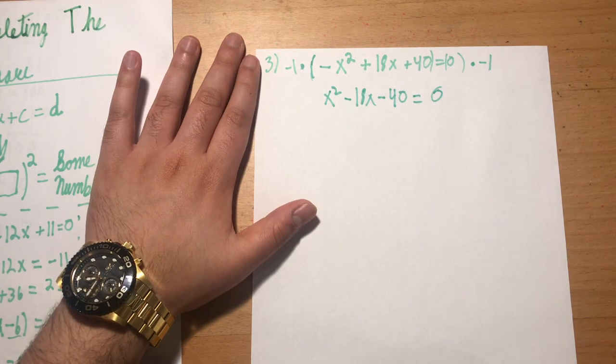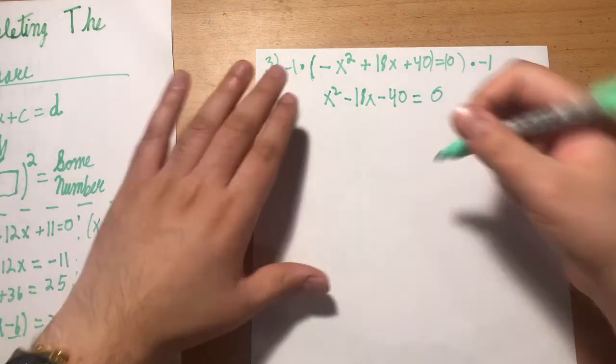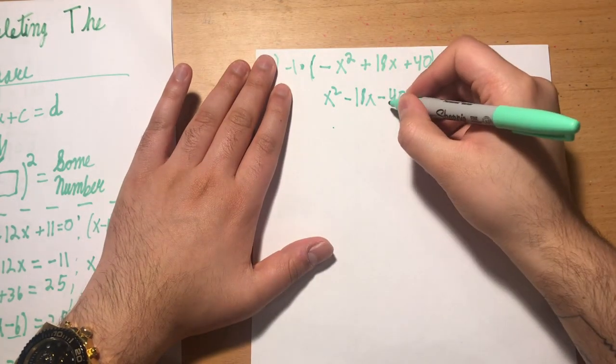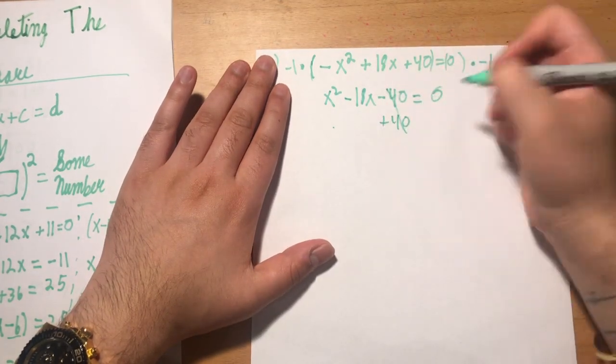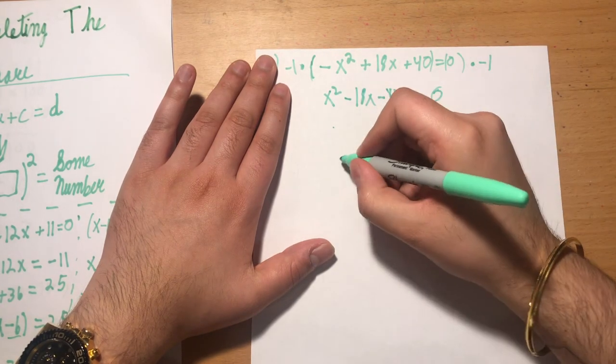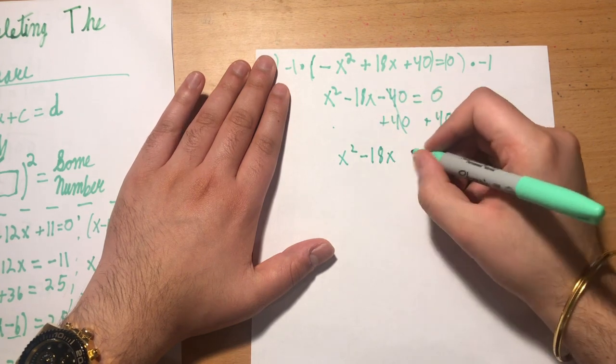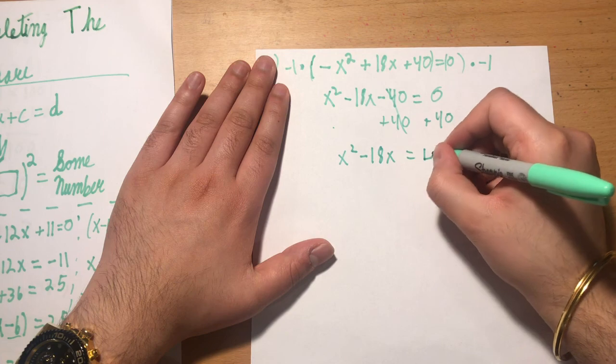All right, so from here, we can see that we have our normal scenario. We're back to the original version of the equation. We can just do our steps the way we normally would. So, step 1, bring everything over that's not an x. Okay, so I bring the 40, add it to both sides, just like that. And now I'm left with x squared minus 18x equals positive 40.